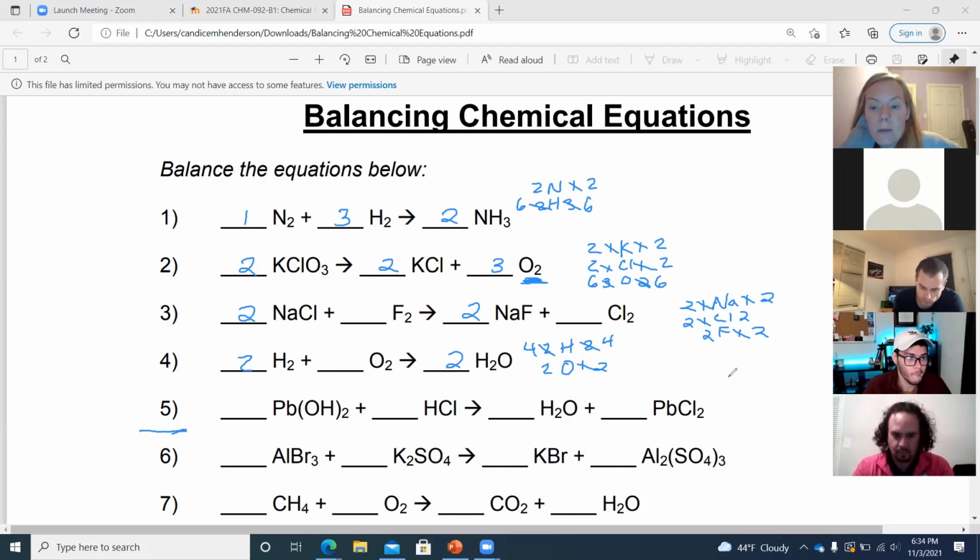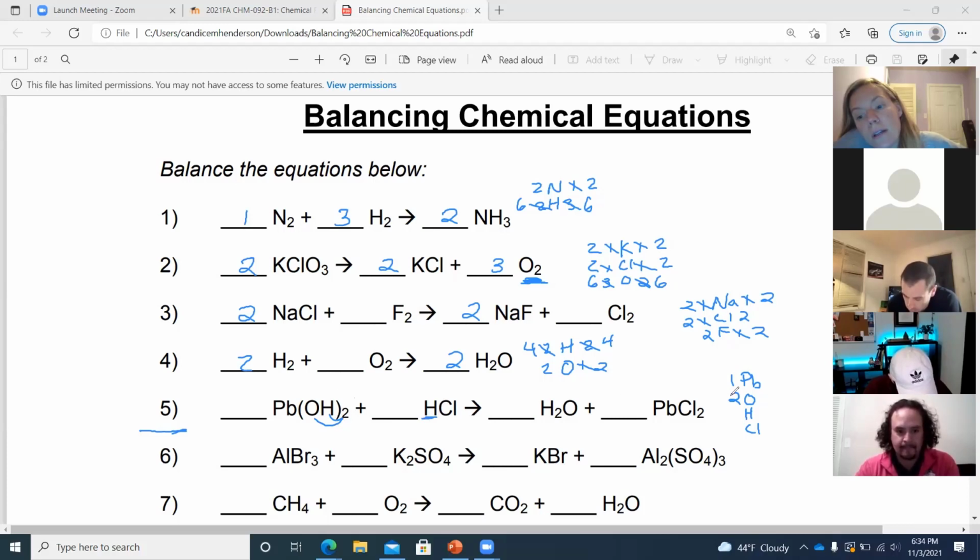This last one here, we've got lead, Pb, we've got oxygen, we've got hydrogen, and I've got chlorine. Okay, I start with 1 lead. I start with 2 oxygens. And then this is important. You start with 3 hydrogens. So that 2 applies to both things in the parentheses. There's 2 hydrogens here, and don't forget about this. This is the 3rd hydrogen. Okay, so 3 hydrogens. And I start with 1 chlorine.